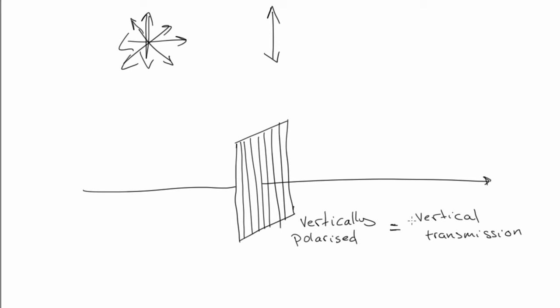So like here, we have our Polaroid sheet, which is vertically polarized, meaning that it has a vertical transmission axis. Any light perpendicular to this transmission axis is absorbed by the sheet, so in this case it would be anything horizontally polarized. We can actually think about this at the atomic level. So the molecules are aligned perpendicular to the transmission axis.